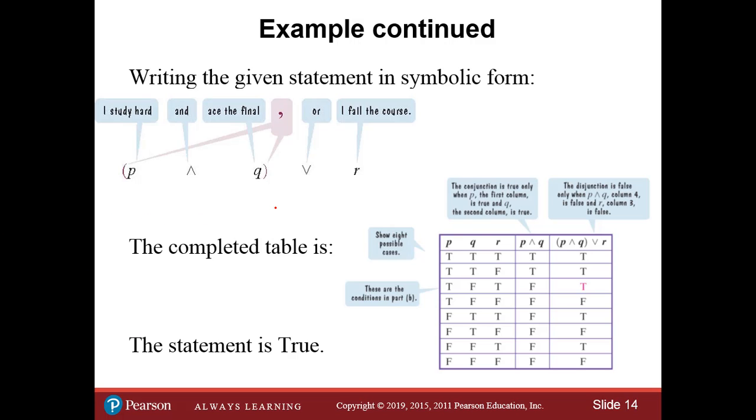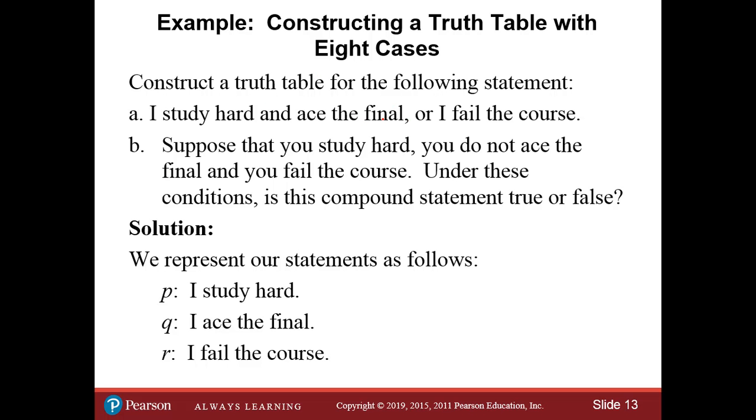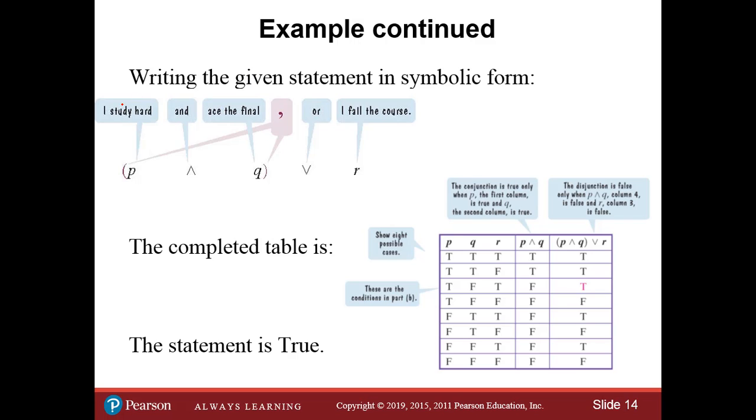We start by looking at the statement in symbolic form. I study hard and ace the final, comma, there's the parentheses, right? So I study hard and ace the final, comma, or I fail the course. Now that gives us an idea of how to construct our truth table. So here's our 8 combinations of truth values. And then we're going to do P and Q.